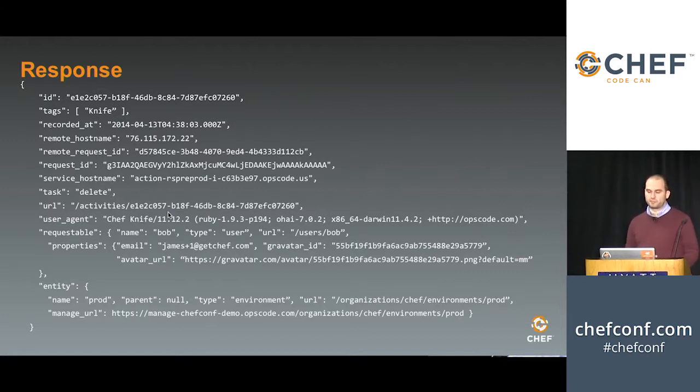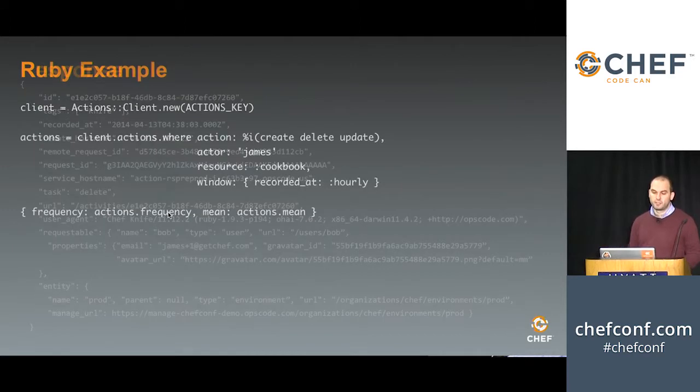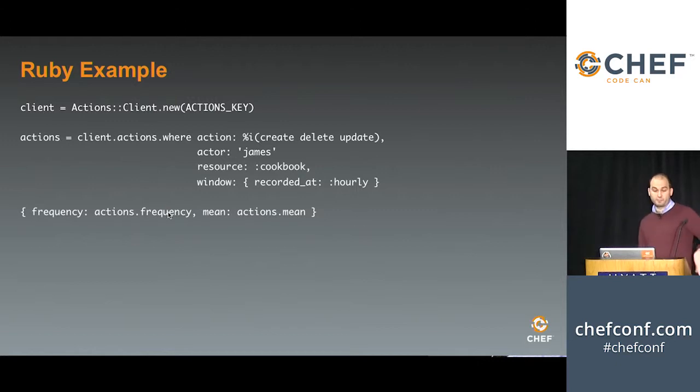So we hope people build interesting things with it, which the Chef community has always been good at. And we'll be offering clients for this API, of course. Here's an example of the example I gave earlier, done in our Ruby client. So you create a client, and then a very ActiveRecord-like method chain for finding create, delete, update for James and cookbooks. And then finally, getting the frequency in the mean as a JSON object or an array. A map, sorry.